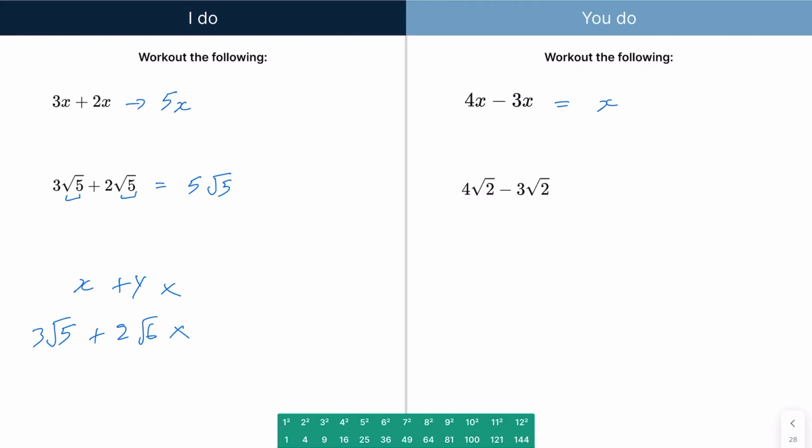So this is going to be x or 1x, however you write that. And this will just become root 2 or 1 root 2. Okay, it doesn't matter which one you write, but this is more common.